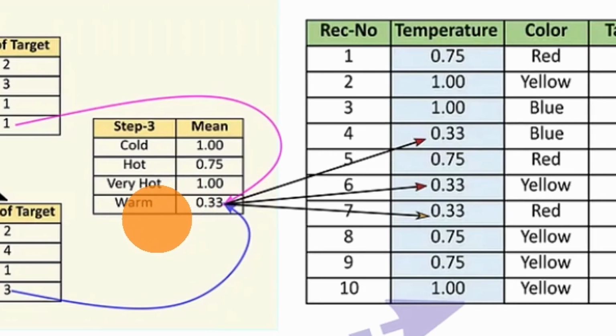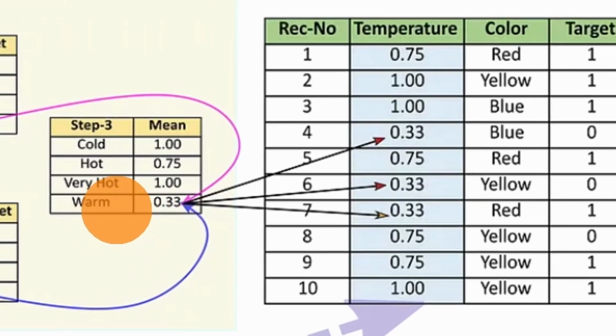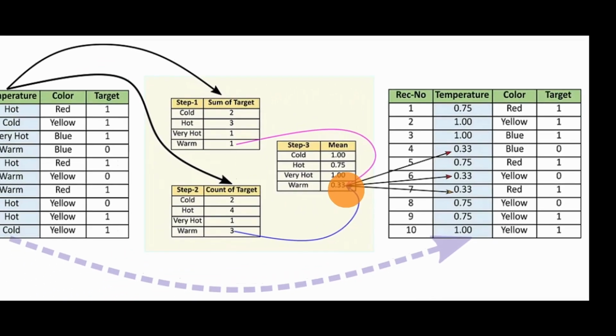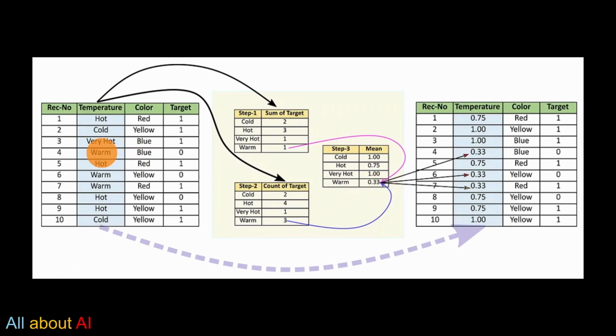So later we map back this value while we encode the variable. If you see, warm will be replaced with 0.33. So wherever warm is there, it's 0.33, 0.33, 0.33. So that's how it's happening.